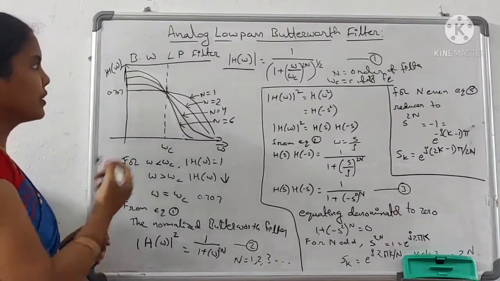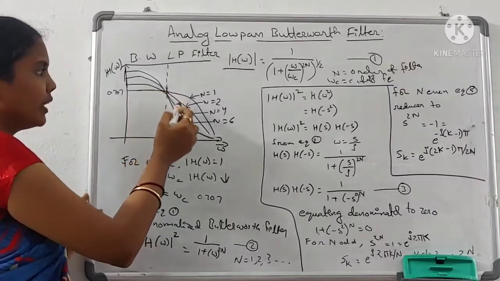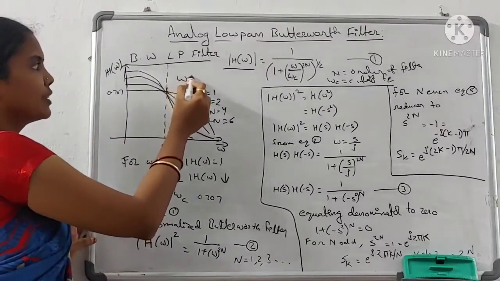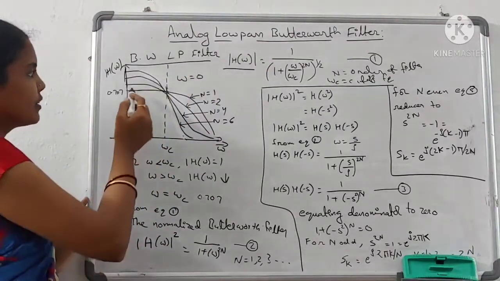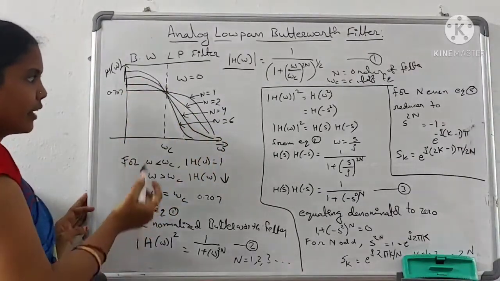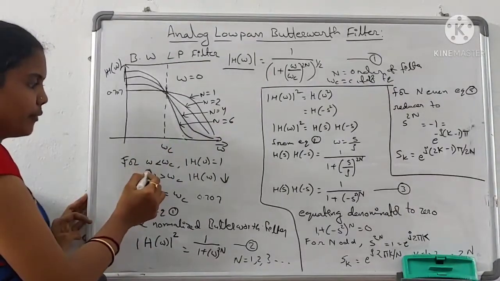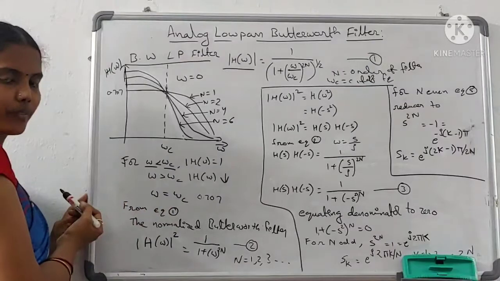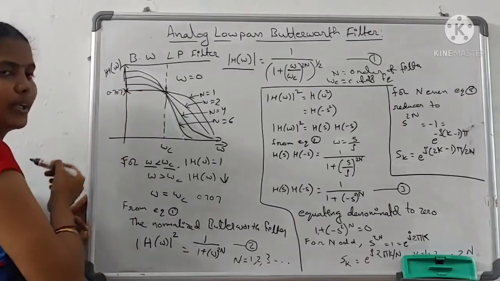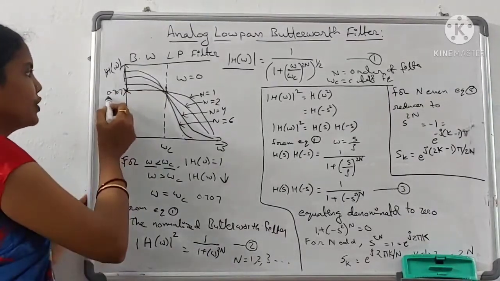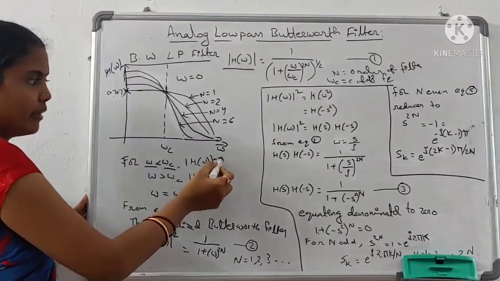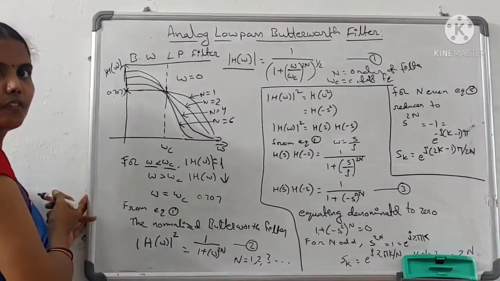Here the magnitude response is monotonically decreasing. The response is unity at omega equal to 0. By considering the condition omega less than omega c, what is omega c? It's the cutoff frequency, where the response is 1 by root 2. The value of 1 by root 2 is 0.707. For omega less than omega c, mod H of omega value is unity, that is 1.